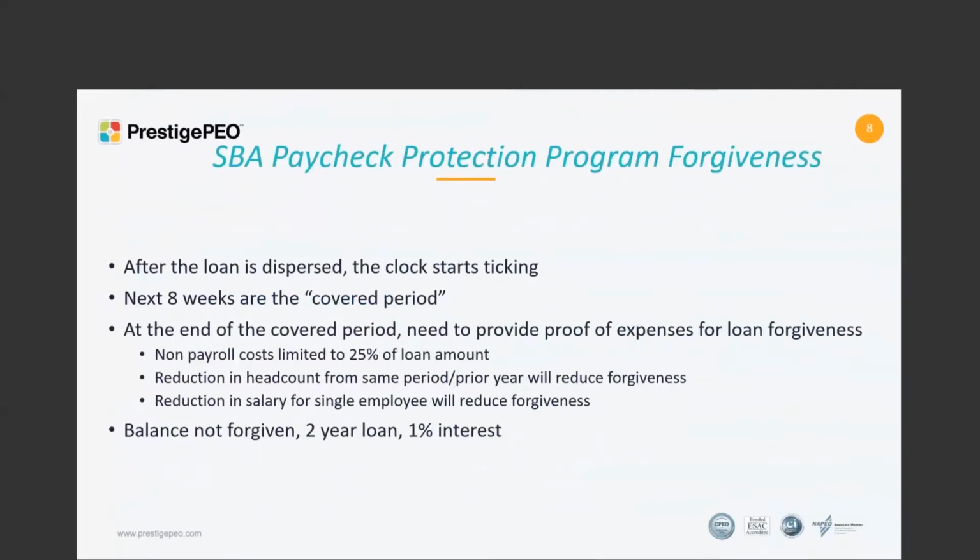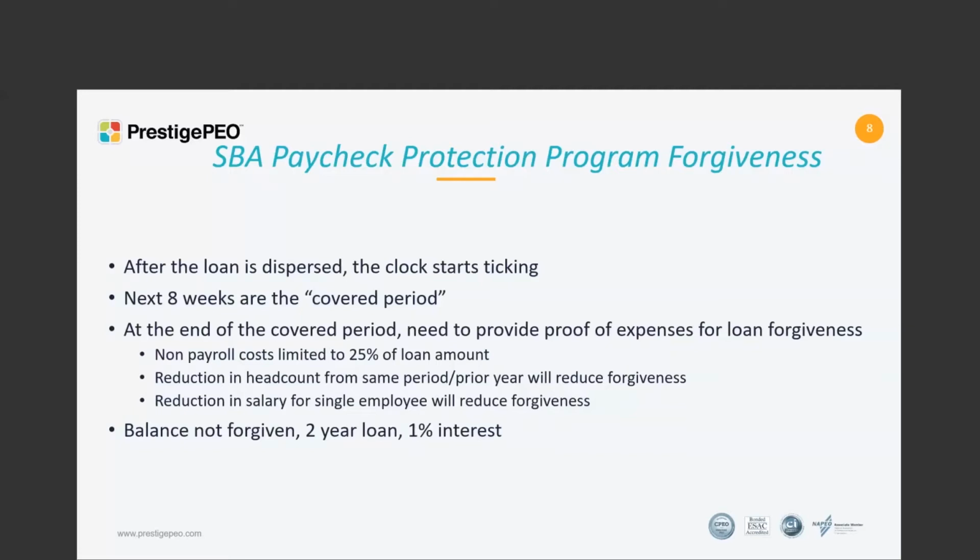So, just to give you an idea of what's to come, you've applied for the loan, you've gotten your funding, what's next? Well, the clock starts ticking. The next 8 weeks are what are referred to as your covered period. And to apply for loan forgiveness, you will need to, at the end of your covered period, end of your 8 weeks, document how this money was spent. We have received clarification that of that loan amount, only 25% can be used for non-payroll costs. The rent, the utilities, the interest on your other debts that you have, that will be capped at 25%. And then the remaining needs to be spent on salaries, benefits, state and local taxes. Those are exactly what you based your loan amount on.